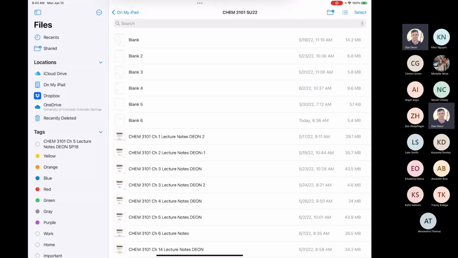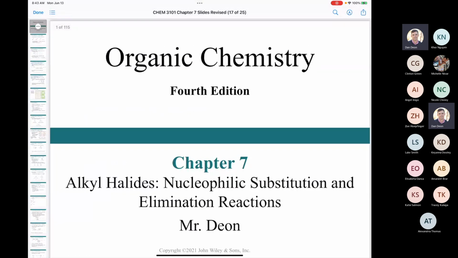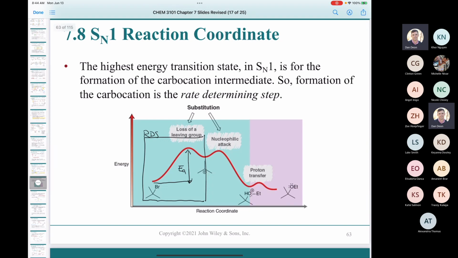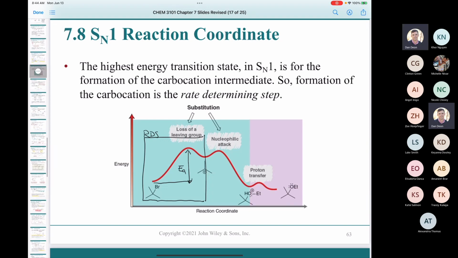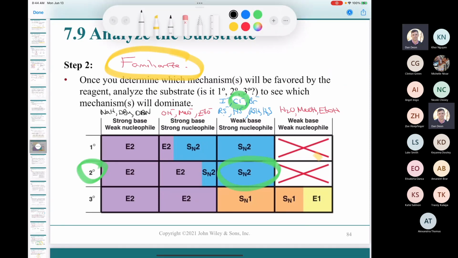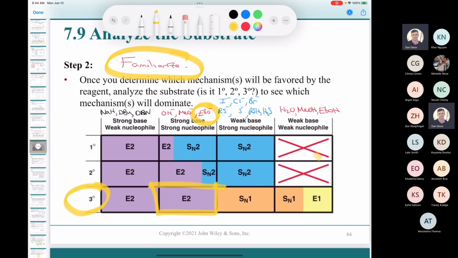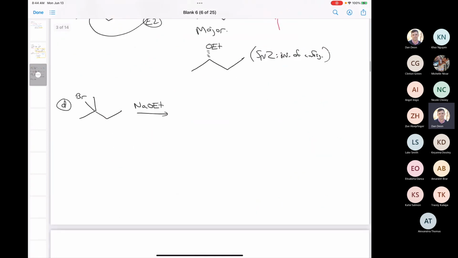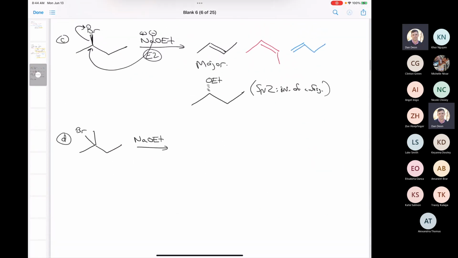If we go back to our table, so let's go back here. Find our table, which is down here somewhere in the ether. No, that's not it. Keep going. Here it is. So this is the table I'm talking about. We've got a tertiary alkyl halide. We've got a strong base, strong nucleophile. The only thing that's going to happen is E2, nothing but E2. So let's go back. The only thing that's going to happen here will be an E2 reaction.